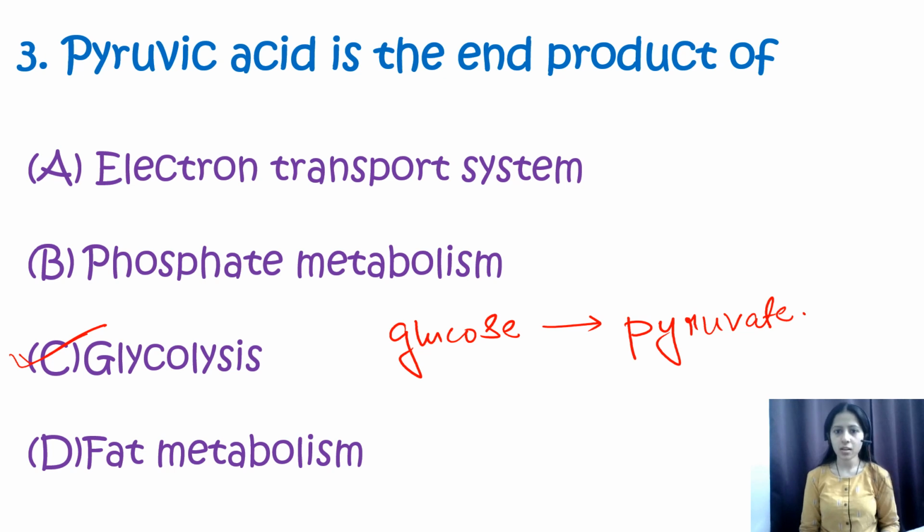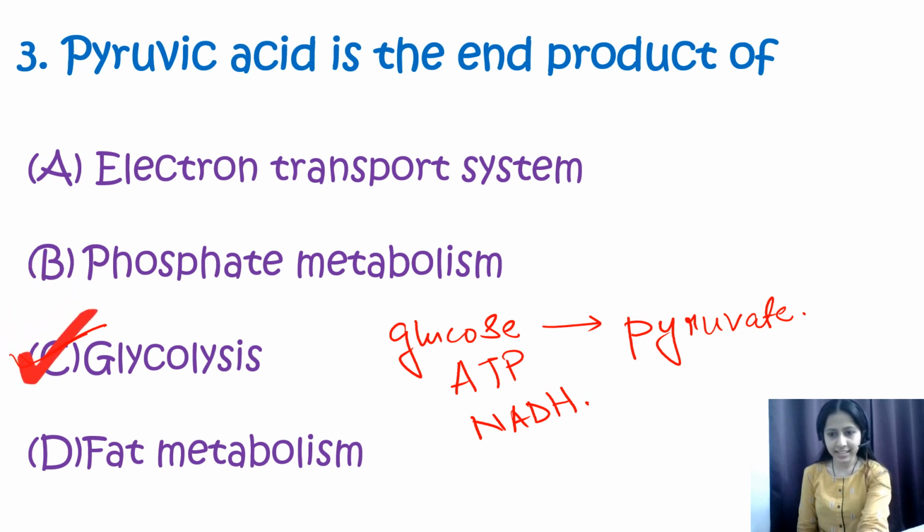And what does it do? It provides energy by generating a few ATPs and NADH. So you just comment down what is the full form of ATP and NADH. Okay, so over here my correct option is option C, that is glycolysis.